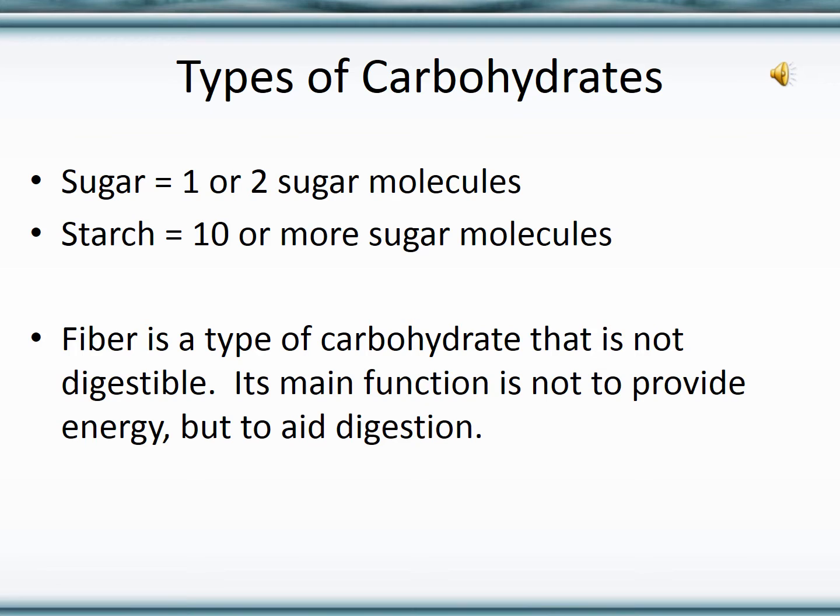Sugar is simple. It's just 1 or 2 molecules, while starch is complex. It's comprised of 10 or more sugar molecules. Sugar is 1 or 2, starch is many. Fiber is the third group of carbohydrates. Our body does not do a good job of digesting fiber, which is actually a really good thing, because fiber helps to push any blockage through our digestive system to help prevent any items from lingering too long, which can cause constipation or other problems related to the large intestine, such as diverticulosis or even cancer.